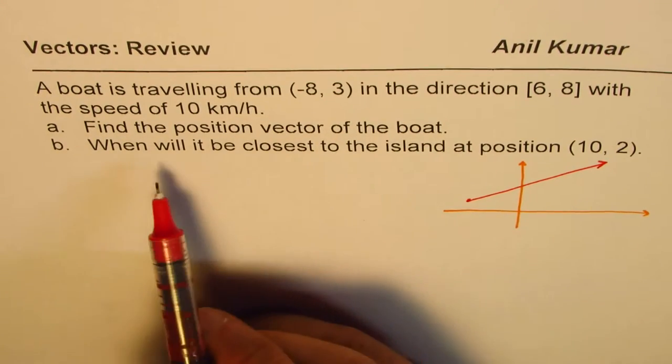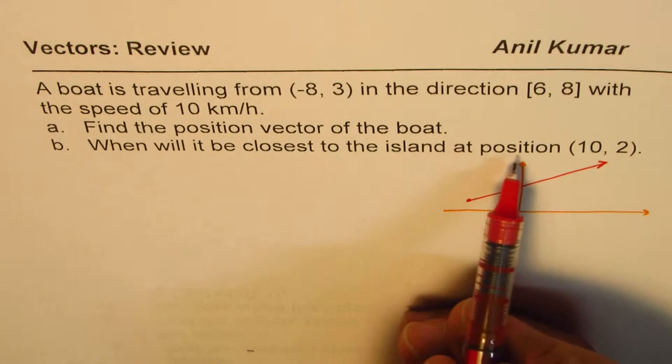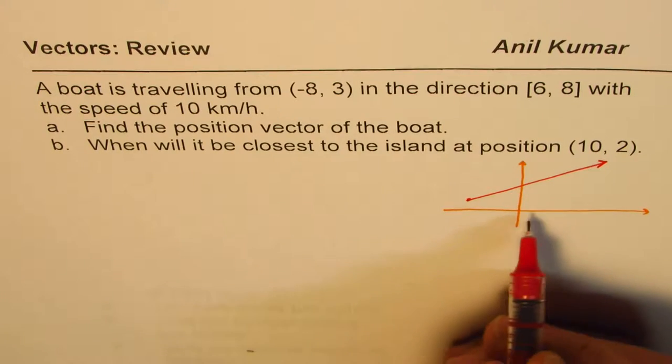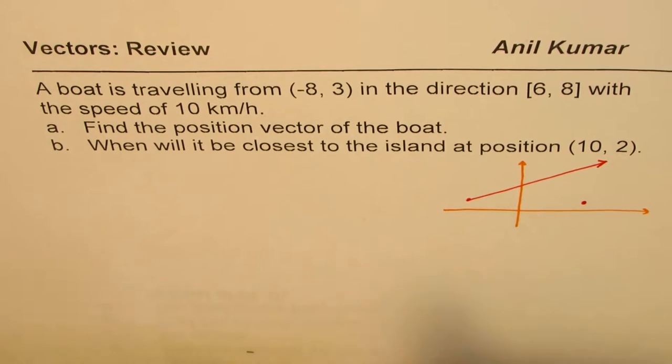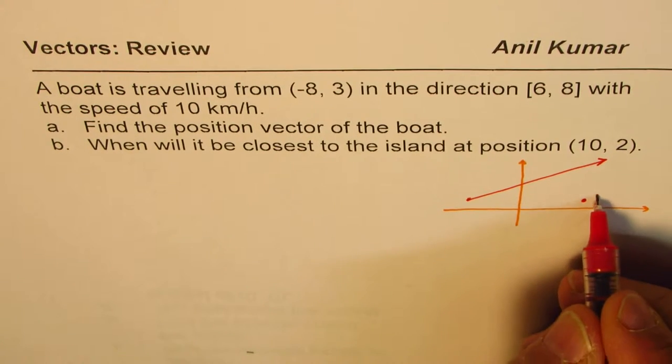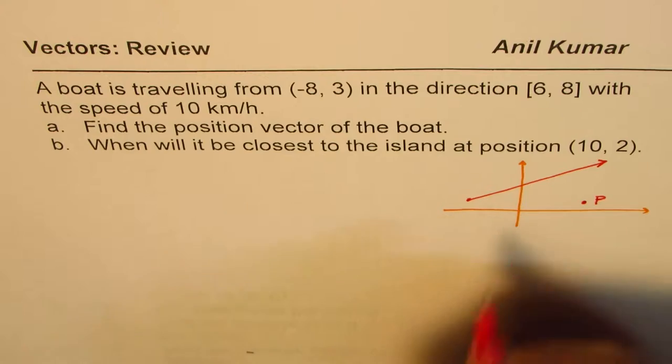And we are also given an island, which is at (10, 2). So let us say (10, 2) is somewhere here. This is the position of the island. Let's call it P.